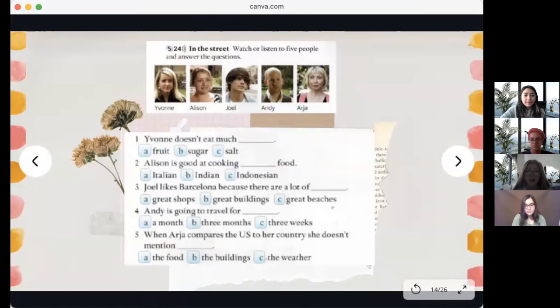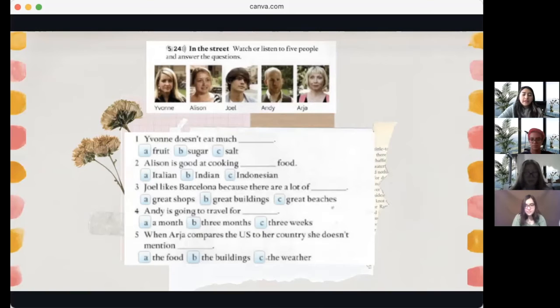Yeah, sure, teacher. Yvonne doesn't eat much. I think the answer is the letter A. I think it's fruit. Yes. Okay. Then the second sentence, can anybody please tell me? Can I? Sure. It says Allison is good at cooking. I think it's Indian food.